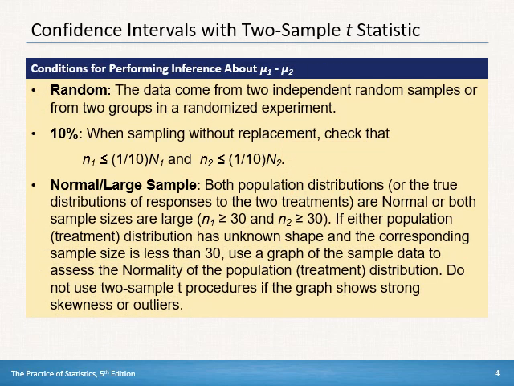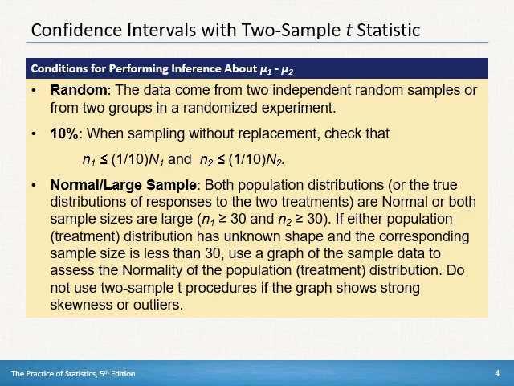All right, so the conditions we need to check. We're going to check random. Again, we need to make sure that we're talking about two independent random samples from two different populations, or a randomized experiment with two treatment groups. Again, we have to check that we didn't sample more than 10% of either of the two populations. And then we talked about this in the last video, 3 situations. The population distributions are normal, so therefore the sampling distribution of the difference in the x bars is going to be normal.